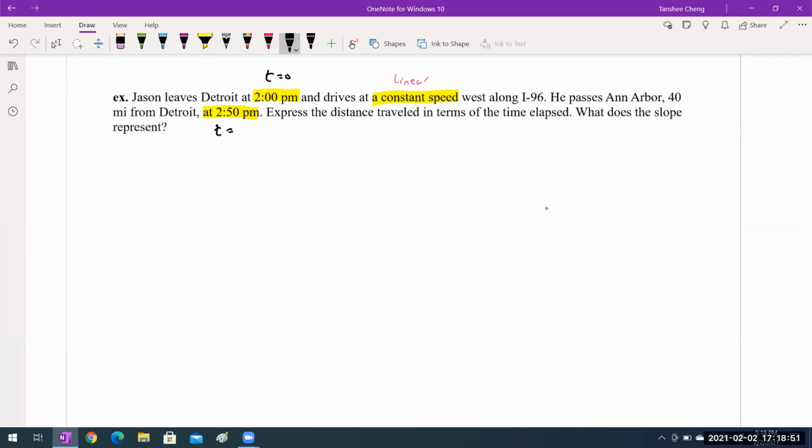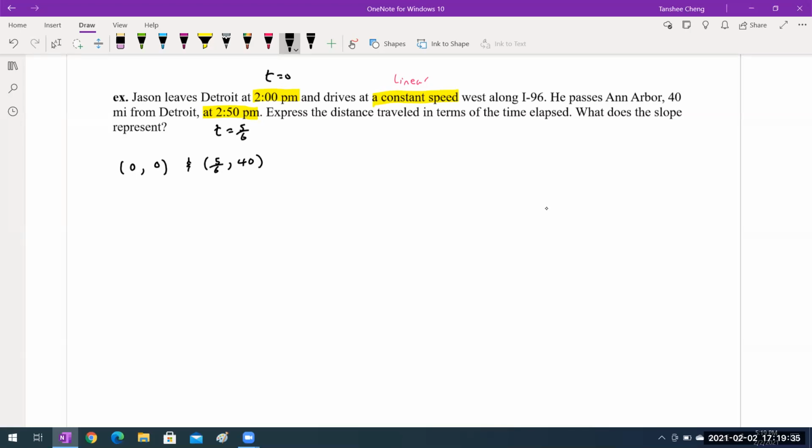So 50 minutes is basically 5/6 in terms of hours. You can write it in terms of minutes as well, but it's better to talk about miles per hour. That's why I'm converting into hours. By denoting it that way, we can have 2 ordered pairs. The initial time will be 0, and the distance traveled is also 0, because we haven't traveled anywhere yet. And then we go to 40 miles after 5/6 of an hour. So 5/6 will be 40 miles.